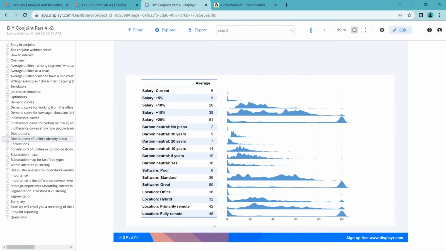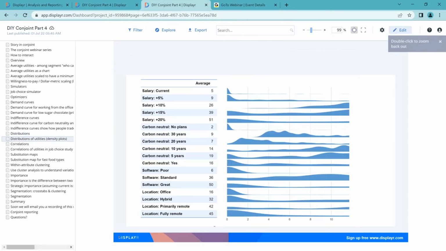Now, earlier we looked at the average utilities. The next step is to look at distributions of those utilities. Now I've zoomed in here, just looking at the range of utilities from 0 to 11, because I want to explain something we saw before, which was even though we scaled each person's utility to have a 0 for the least appealing attribute level, for salary, this average is 5 rather than 0. And the reason for this is when we zoom in, we have some variability.